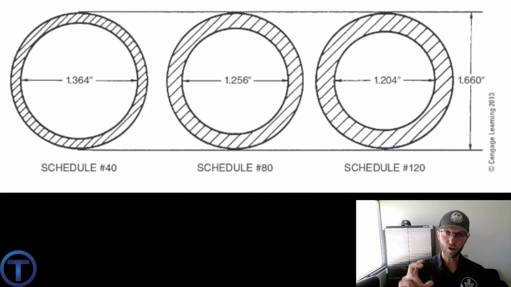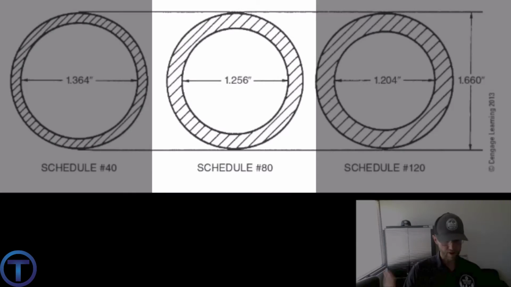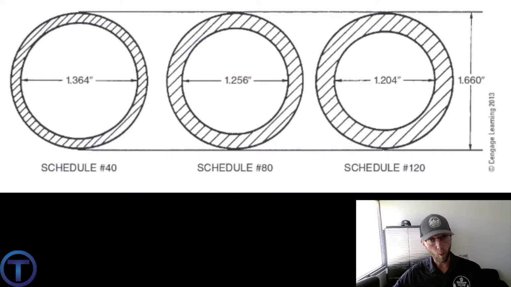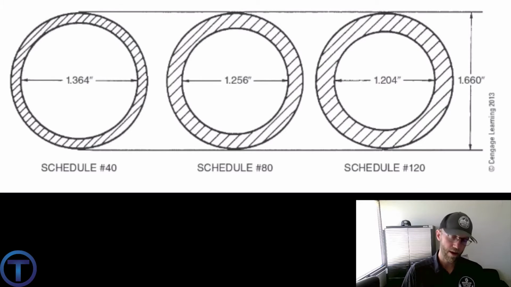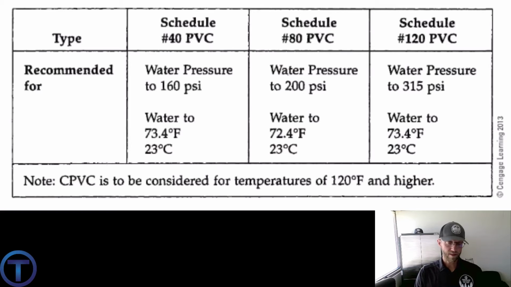But if you need a little more structural strength, maybe this is an industrial or high pressure application, then you can go to a schedule 80, and the inside diameter is now 1.256. Then we go one level higher, schedule 120. This is going to be the big, hard, heavy duty stuff. We're looking at 1.204 for an inside diameter, and for each of these you see that creates a greater wall thickness. On the next page in the book, there is a table that corresponds to this diagram of the PVC pipes we just looked at.